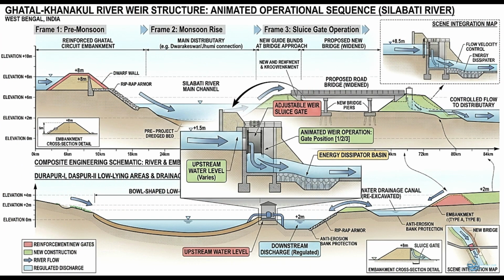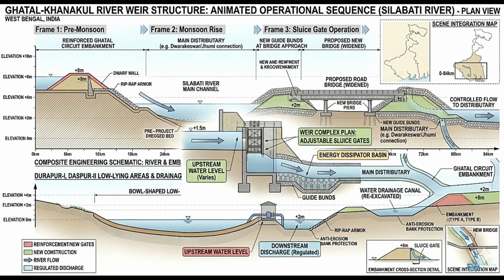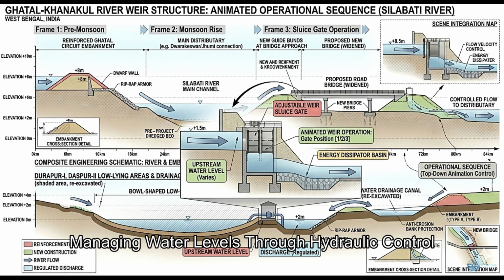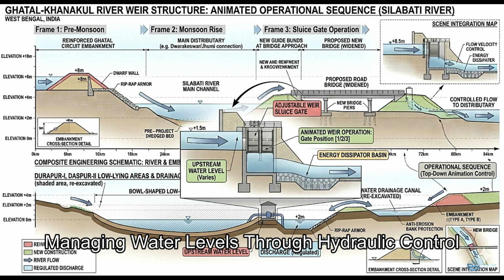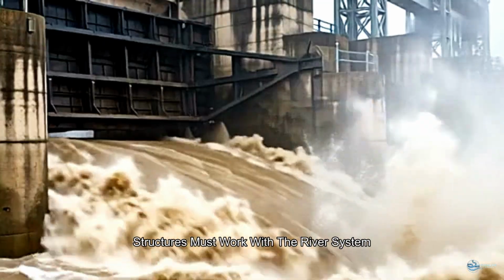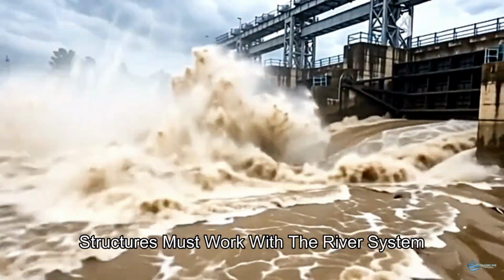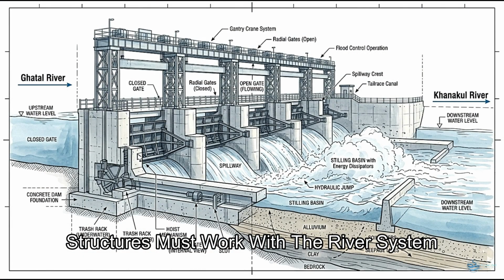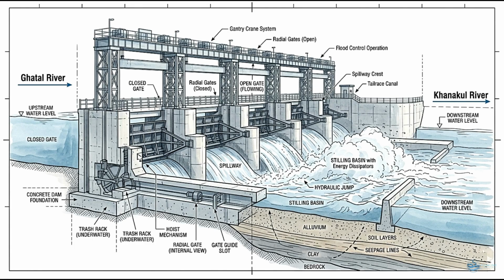Hydraulic structures such as weirs can become an important part of water level and flow management. A weir can influence water levels, flow distribution, hydraulic behavior during different seasons. But such structures must be planned carefully. Their effectiveness depends on understanding upstream conditions, downstream impacts, sediment movement, river morphology. A structure alone cannot solve flooding. It must become part of an integrated river management system.